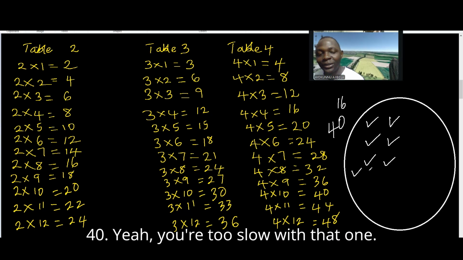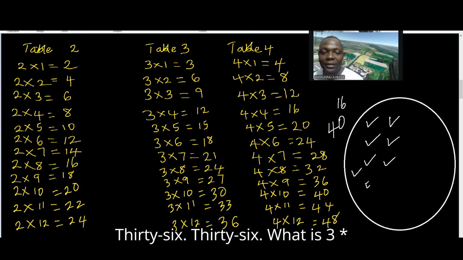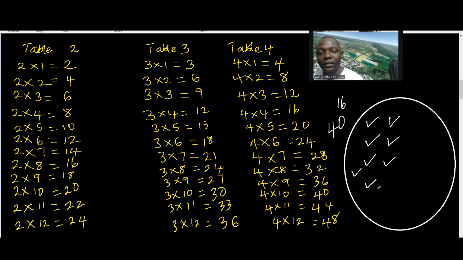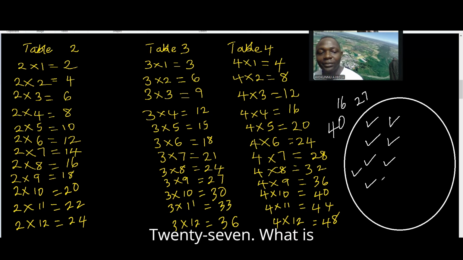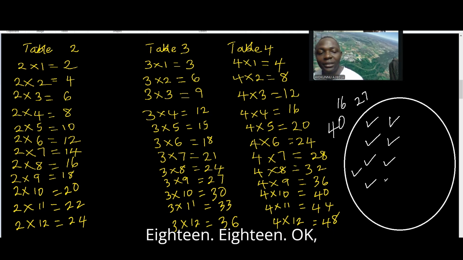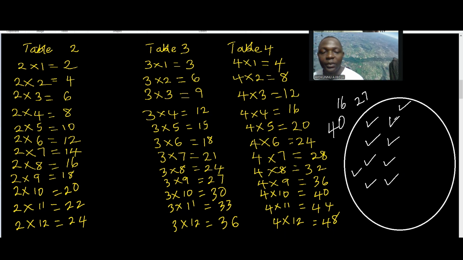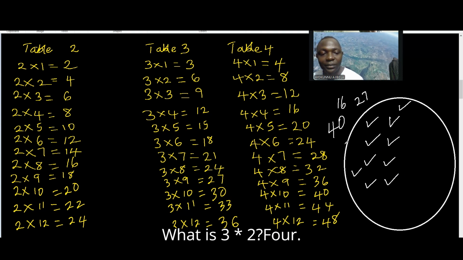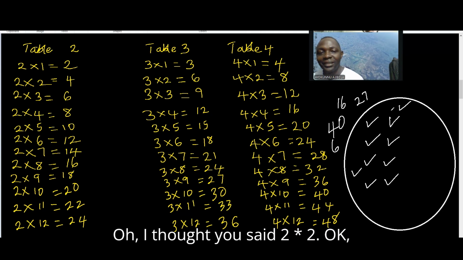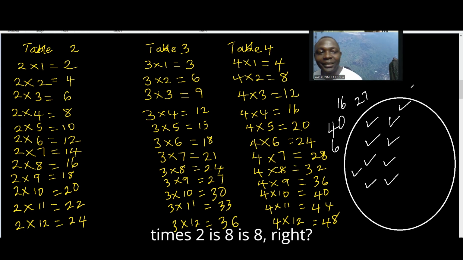40. You're too slow with that one. So what is 4 times 9? 36. What is 3 times 9? 27. What is 2 times 9? 18. What is 2 times 2? 4. What is 3 times 2? 6. What is 4 times 2? 8.